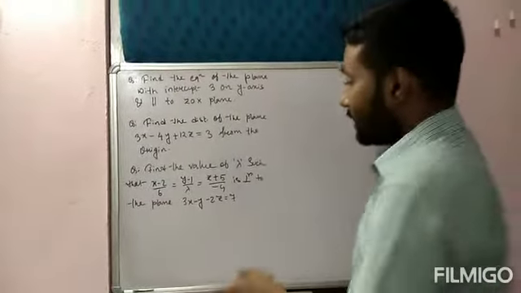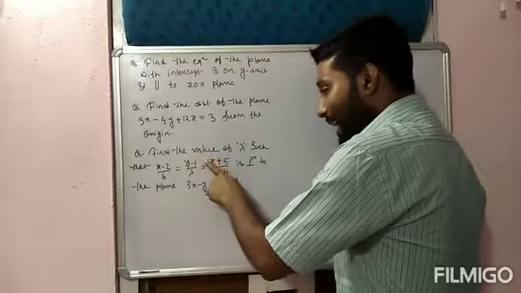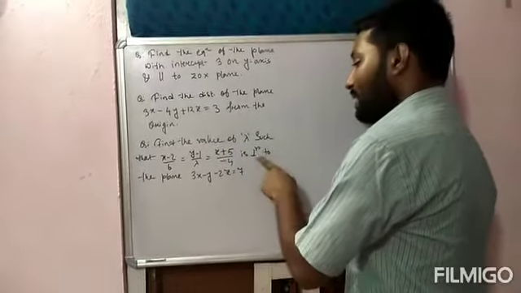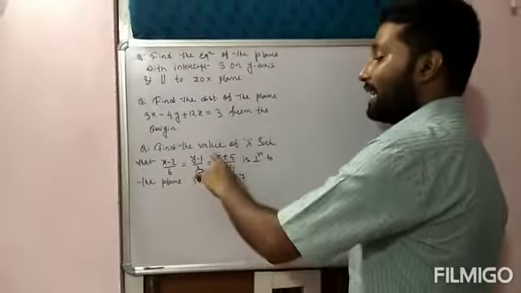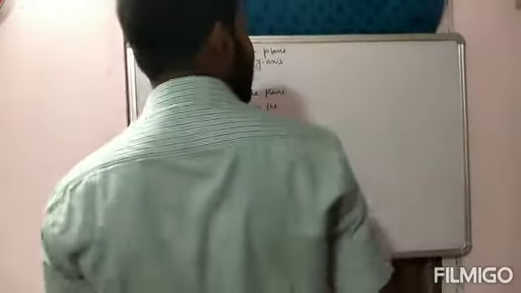Now my question is, when a line and a plane are perpendicular, then what is the condition we are going to use?